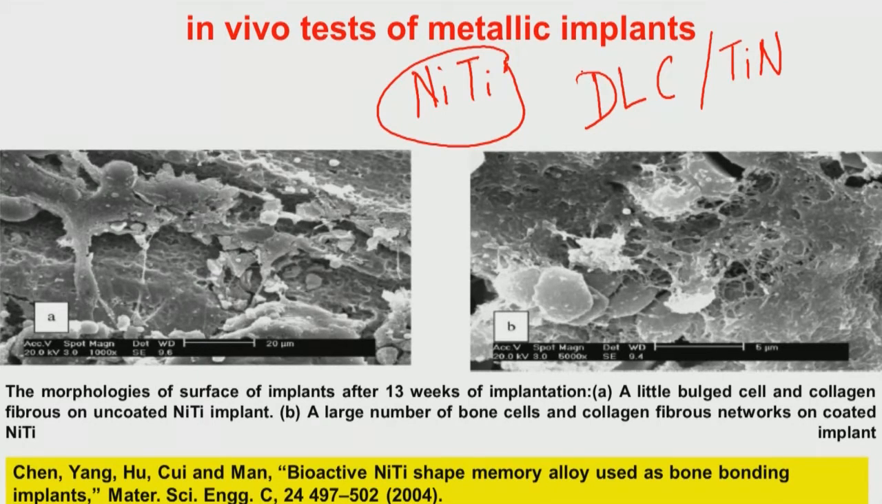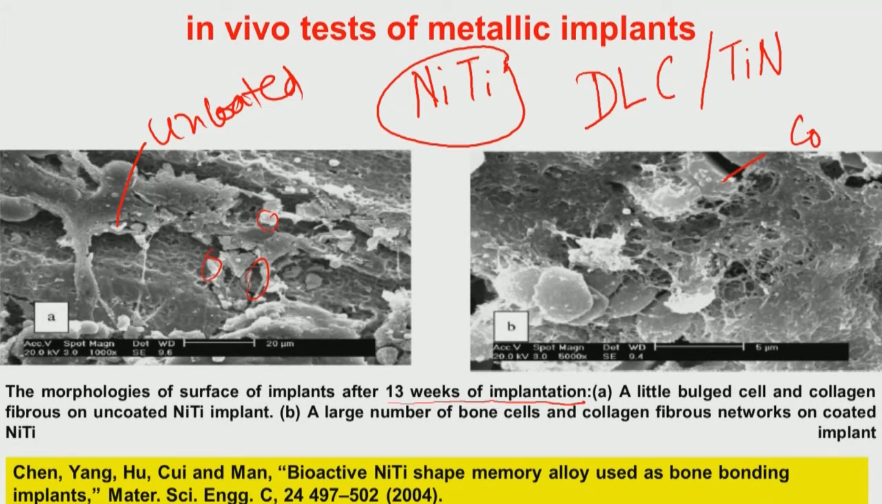So, the next level question arises whether this kind of coating deposition on nickel titanium will have some influence on the way tissue formation takes place, or the way tissue compatibility is influenced in in vivo conditions. And for that, again these implants were put into rabbits for 13 weeks. Now, on the left hand side you can see certain bulge of cells like bone cells and collagen on the uncoated one, and the right hand side is the coated nickel titanium.